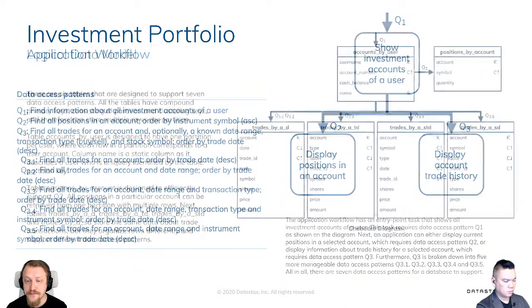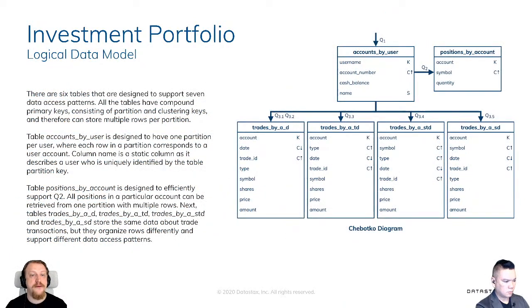Let's move on. So finally, the investment portfolio logical data model, and that isn't looking so complex in the end. Yes, we have only 6 tables. The first 2 tables for Q1 and Q2, for workflow 1 and workflow 2, are very simple. We have accounts by user. The user will be a partition key, because when I'm logging in, I have to specify my username, so on the application side you can easily load all the accounts using my username as a partition key. And we don't expect a user to have dozens, hundreds, or thousands of accounts. That just makes no sense.